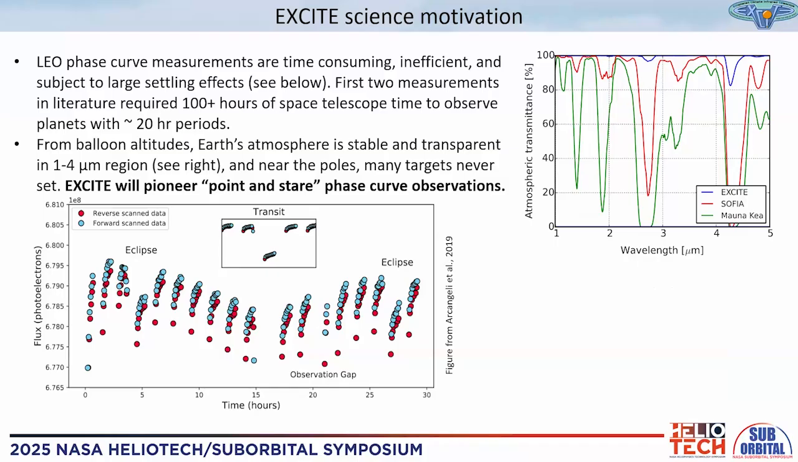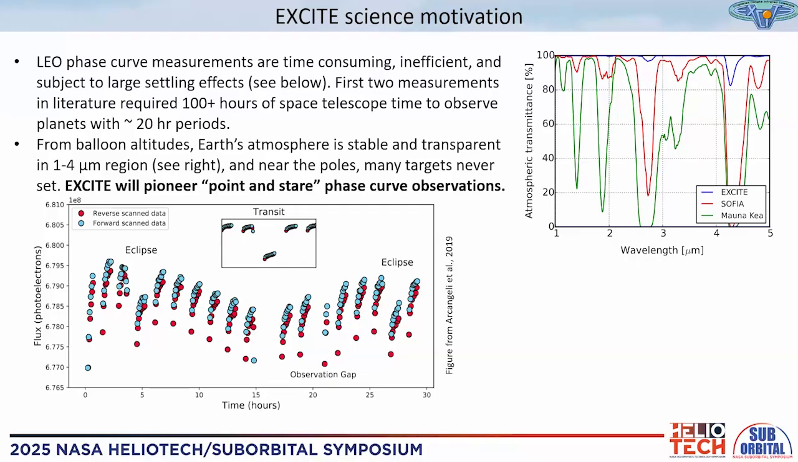So going into that a little more deeply, the plot at the bottom left is actually reduced data from Hubble of one hot Jupiter exoplanet, and you can see just the settling time of the instrument as it goes around the Earth every 90 minutes, has to reacquire the target and then stare. With our eyes, we can see kind of a periodic signal there, but I'd say it's also statistically consistent with a straight line.